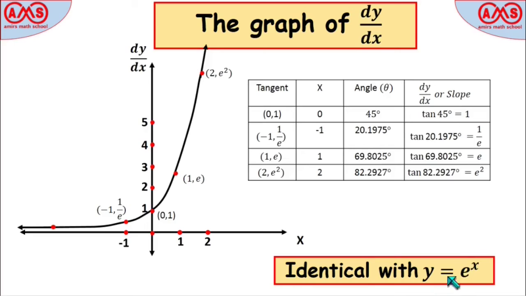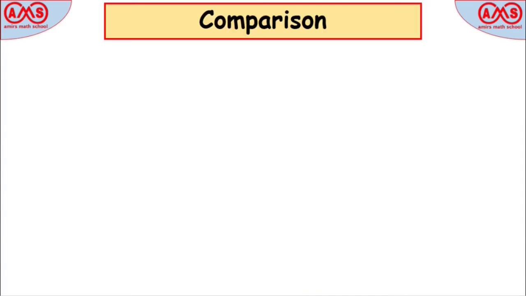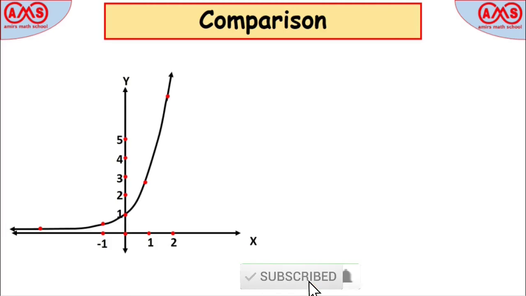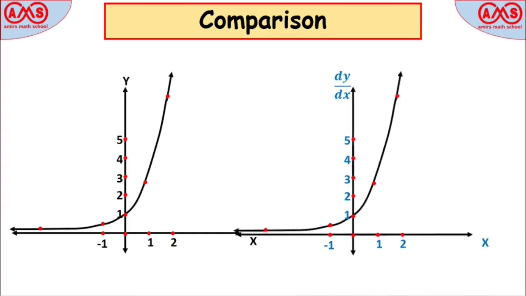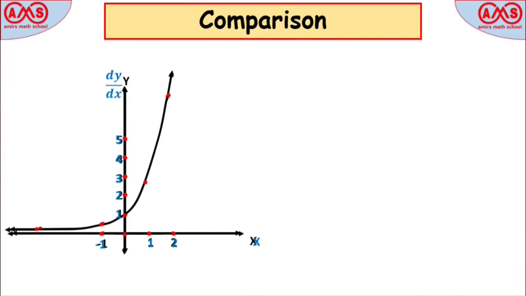That is, the graph of this function y equal to e to the power x, and the graph of the derivative of this function is identical. Let's see the comparison. This one is the graph of y equal to e to the power x, and this one is the graph of dy by dx, that is d dx of e to the power x. So we can easily see that these two graphs are overlapping. That is, the two graphs are similar. So we can say d dx of e to the power x is again e to the power x. That is, the derivative of e to the power x with respect to x is again e to the power x.